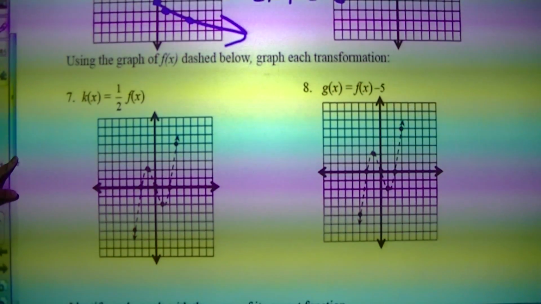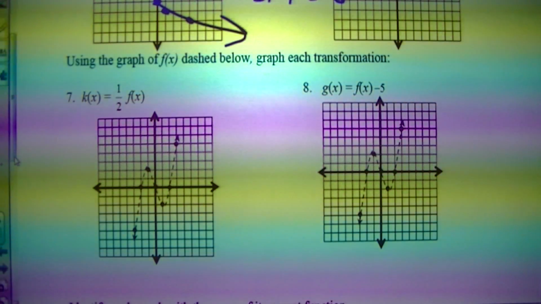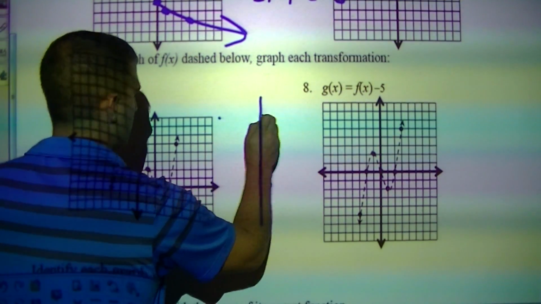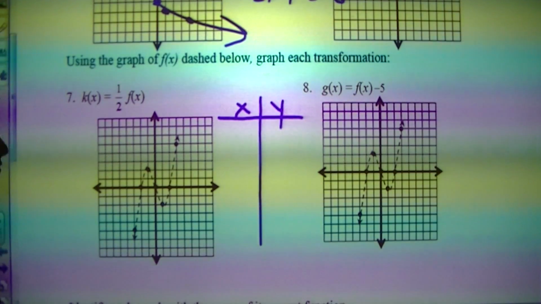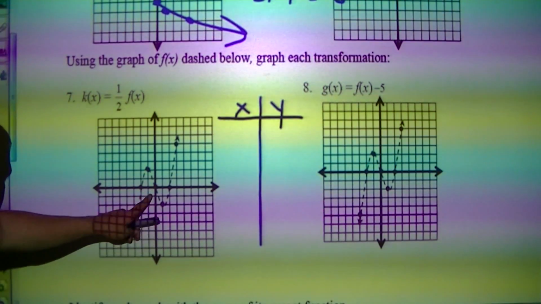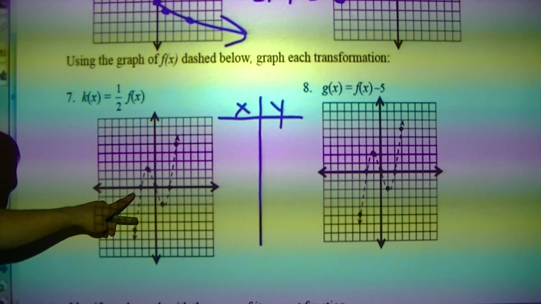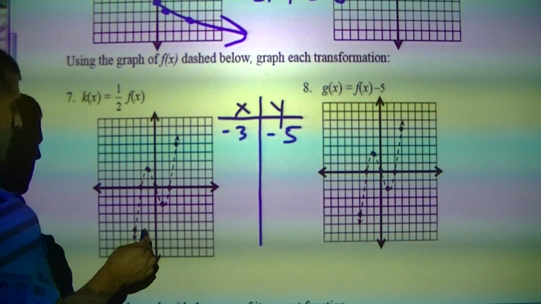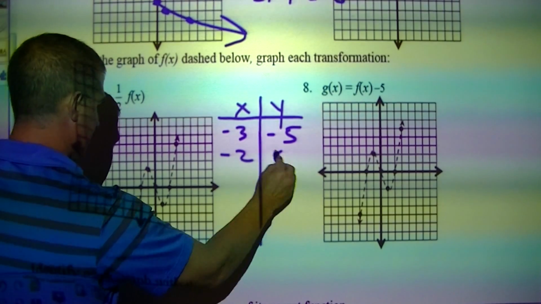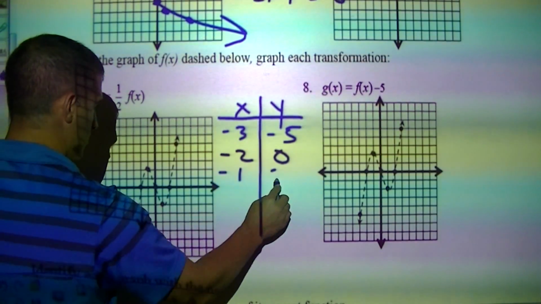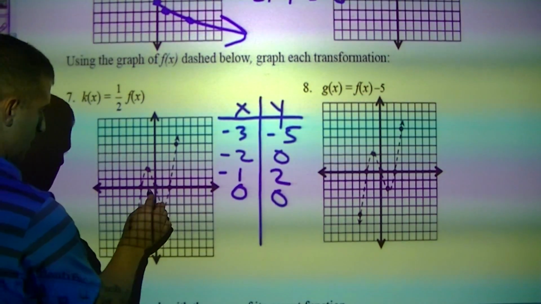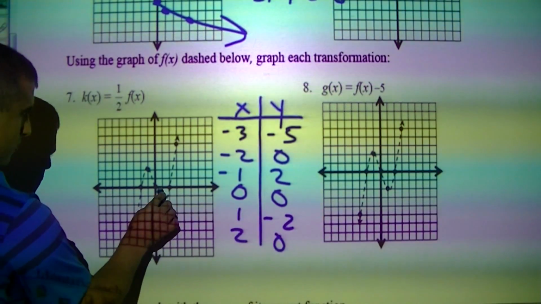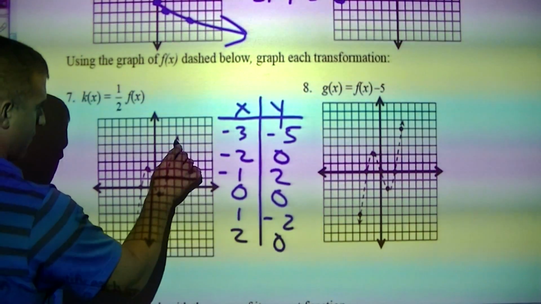Now, for a problem like this, I think it's the same picture. So let's go ahead and write down the x and y's for each of these. That's going to be 1, 2, 3, 1, 2, 3, 4, 5. So that's -3, -5. That's -2, 0. That's -1, 2. That's 0, 0. That's 1, -2. That's 2, 0. And that's 1, 2, 3, 1, 2, 3, 4, 5, 3, 5.